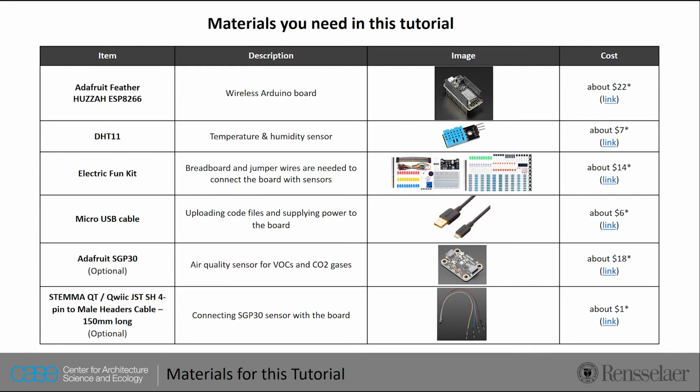First, the Adafruit Feather Huzzah is a wireless Arduino board, and DHT11 is to measure temperature and humidity data. The breadboard and jumper wires are needed to connect the board with sensors. The micro USB cable is for uploading code files and supplying power to the board, and SGP30 is to measure VOCs and CO2 gases. The 4-pin to male headers cable is to connect the SGP30 sensor with the board.